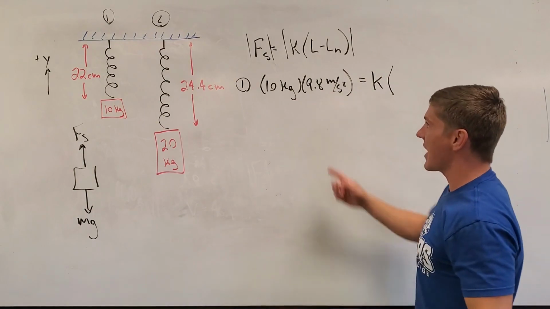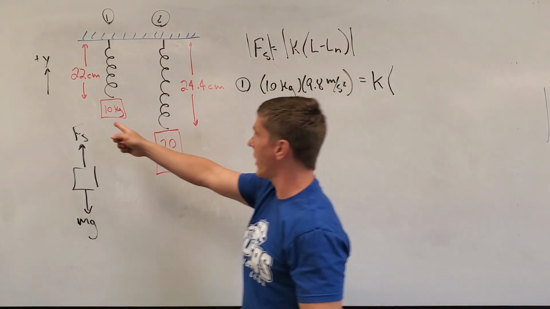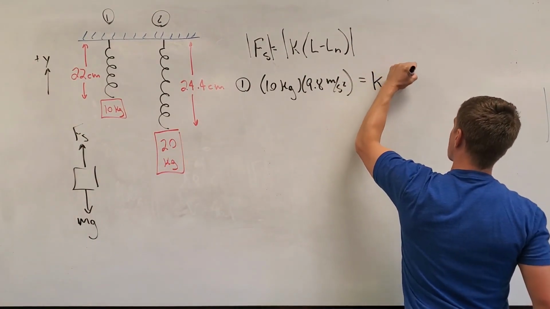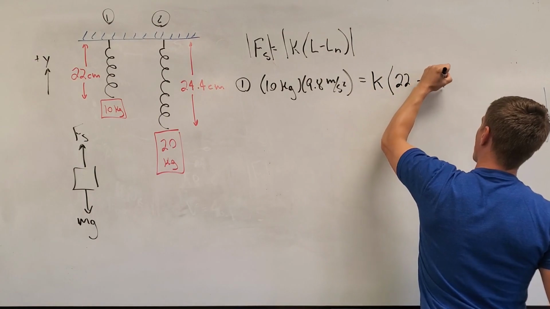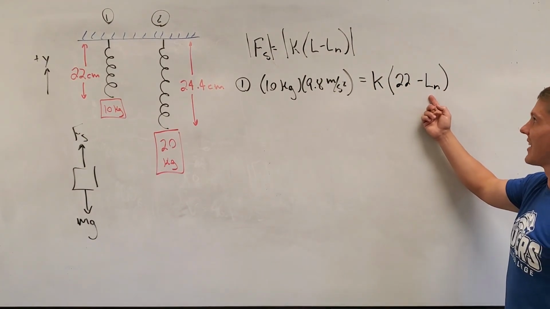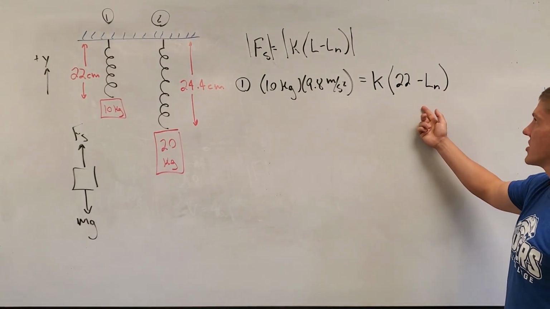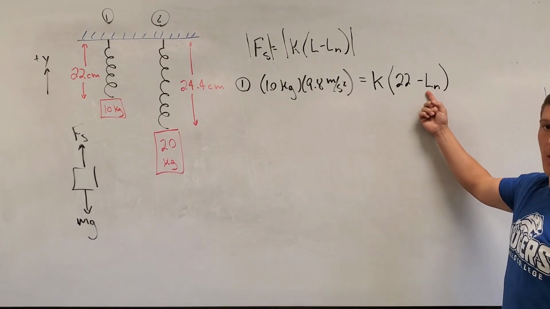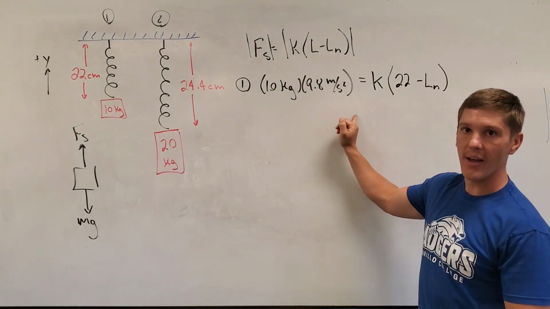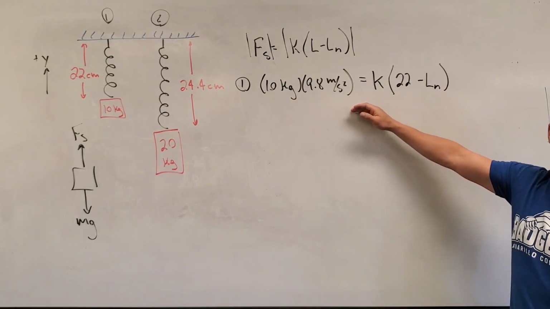And then we're going to say that our length minus our natural length. So in state 1, our current length is going to be 22 centimeters minus the natural length, which we do not know. And the natural length is going to be less than 22 centimeters. So everything with our signs works itself out. 22 minus some number less than 22 is going to be a positive value. So this whole positive value is going to be equal to this whole positive value. So this is our state 1.